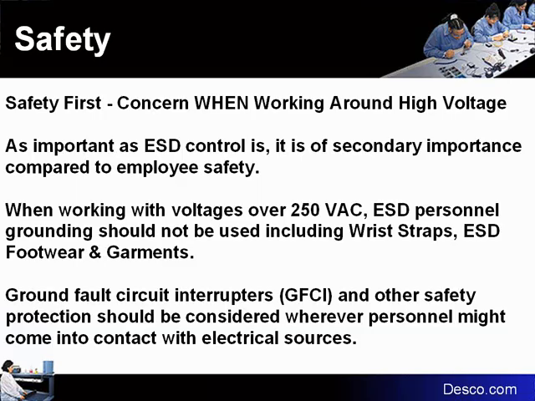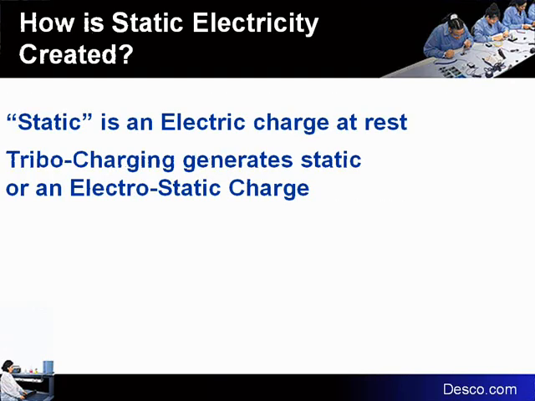As always, safety first is the most overriding condition. Anytime operators might be working with live circuitry or anything that would exceed 250 volts AC, the personal grounding should not be used, but rather ionization for static control.